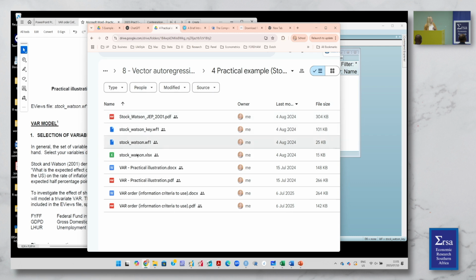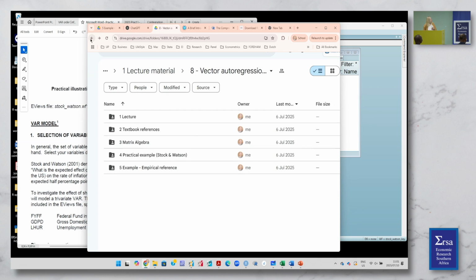and maybe on the side, if you want, the practical illustration document. It's the one that I have open here, and the work file is the one that I have open here in the back. And then, folder 8, go to practical example, the Stock and Watson paper of 2001. The paper is also there.